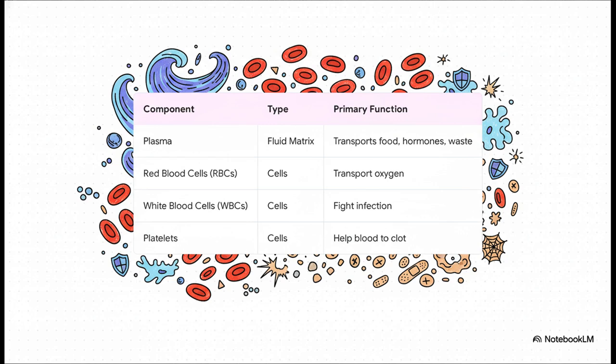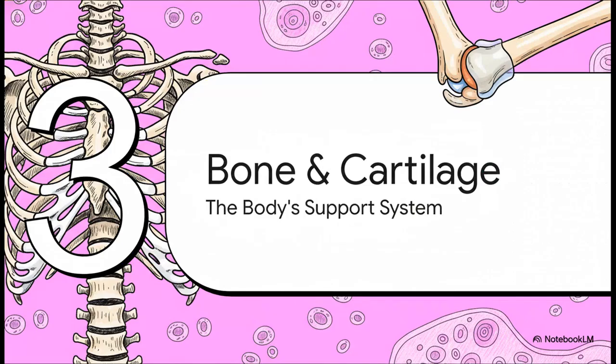And finally, we have platelets. These are tiny cell fragments that rush to the scene when you get a cut and help your blood to clot. Okay, so we've talked about a fluid connective tissue. Now, let's move on to the solid framework of our body, the parts that give us our shape and our structure. We're going to talk about bone and cartilage.